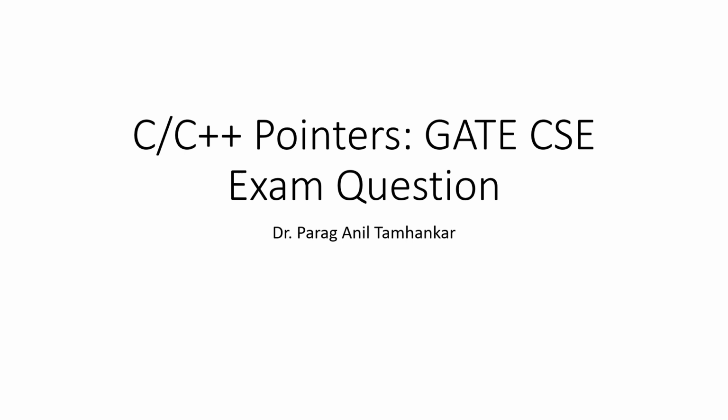Hello all. In this video, we will see a question from GATE CSE exam based on C pointers. So here is the question. We wish to know what is printed by the following C program. As you can see, we have two functions defined in the program: one is function f and another one is function main.